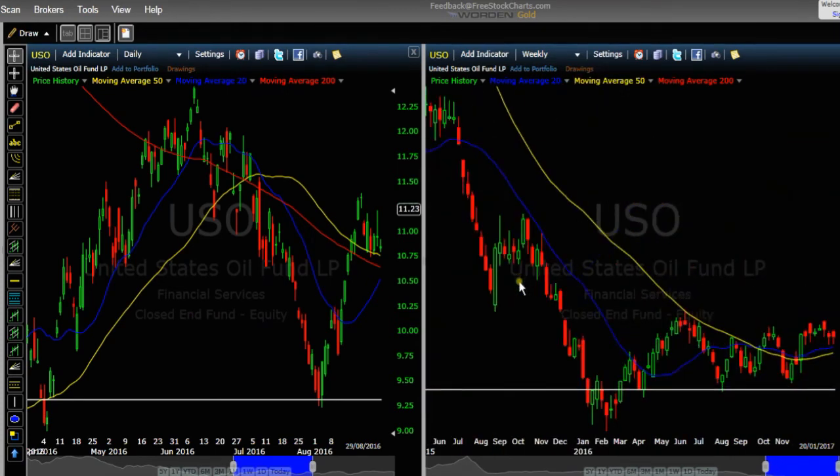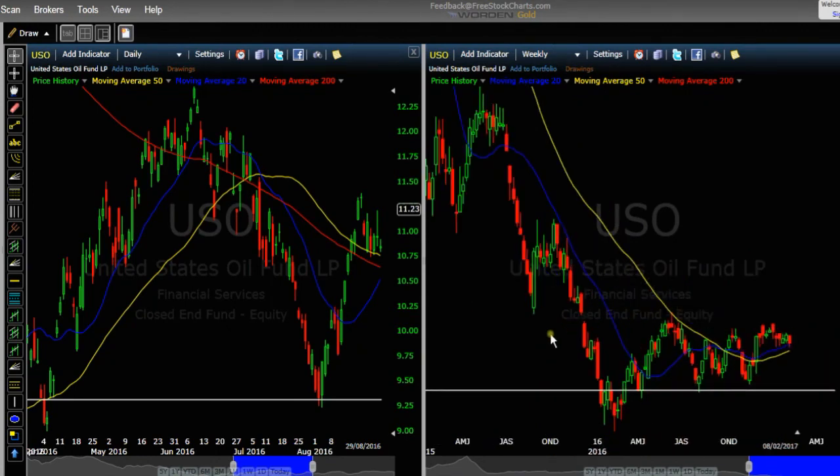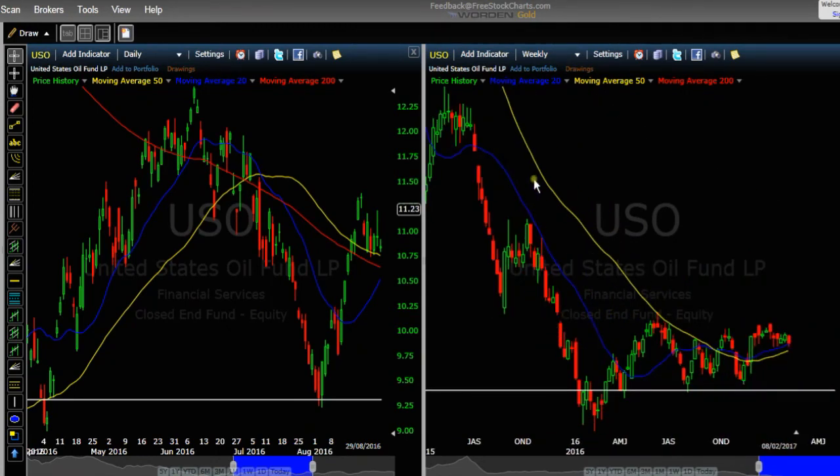So there are a few examples as to why weekly time frames are so important to use, and you've also got a glimpse as to the correct moving averages that one needs to use: the 200, the 50 and the 20, both on the daily and weekly charts.